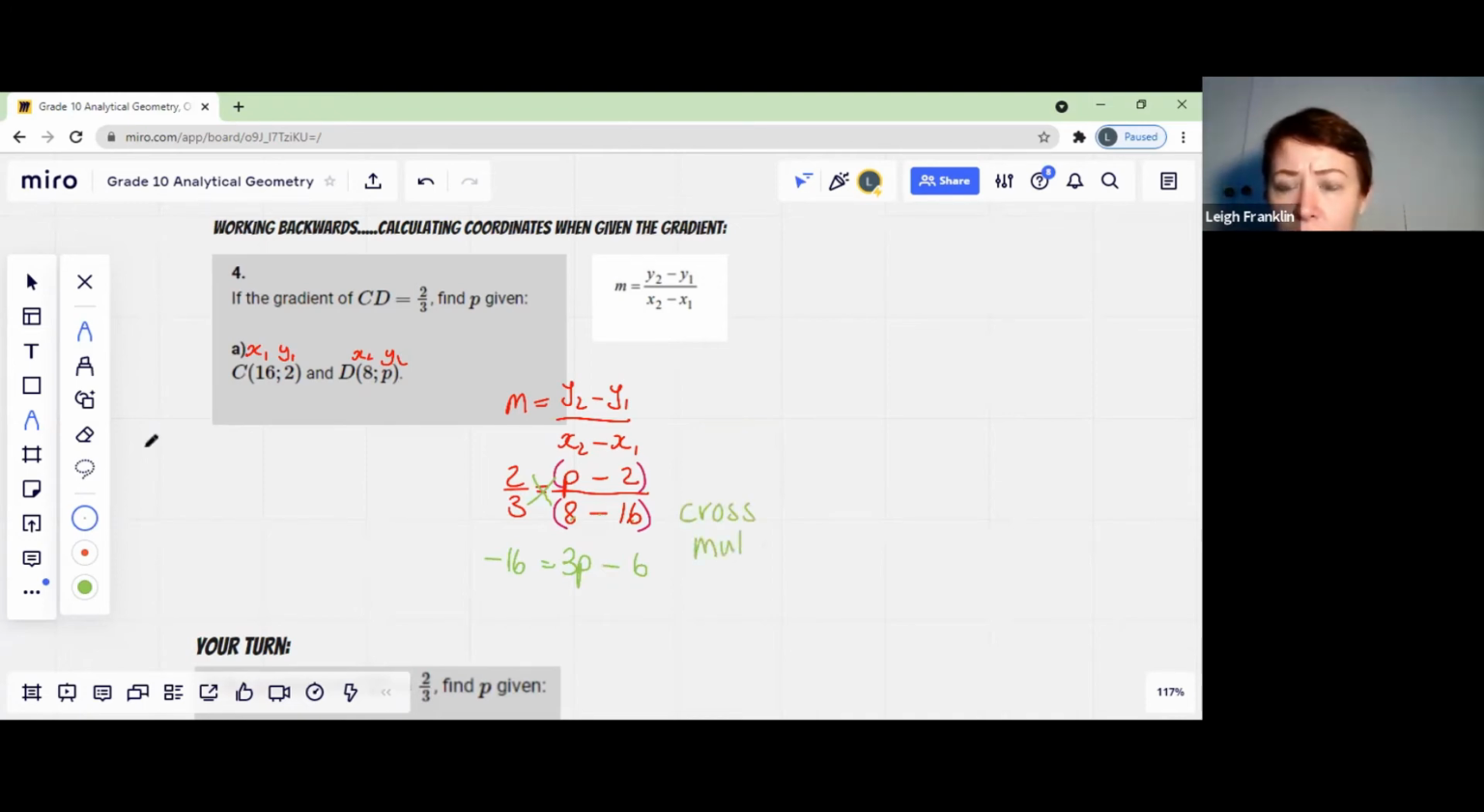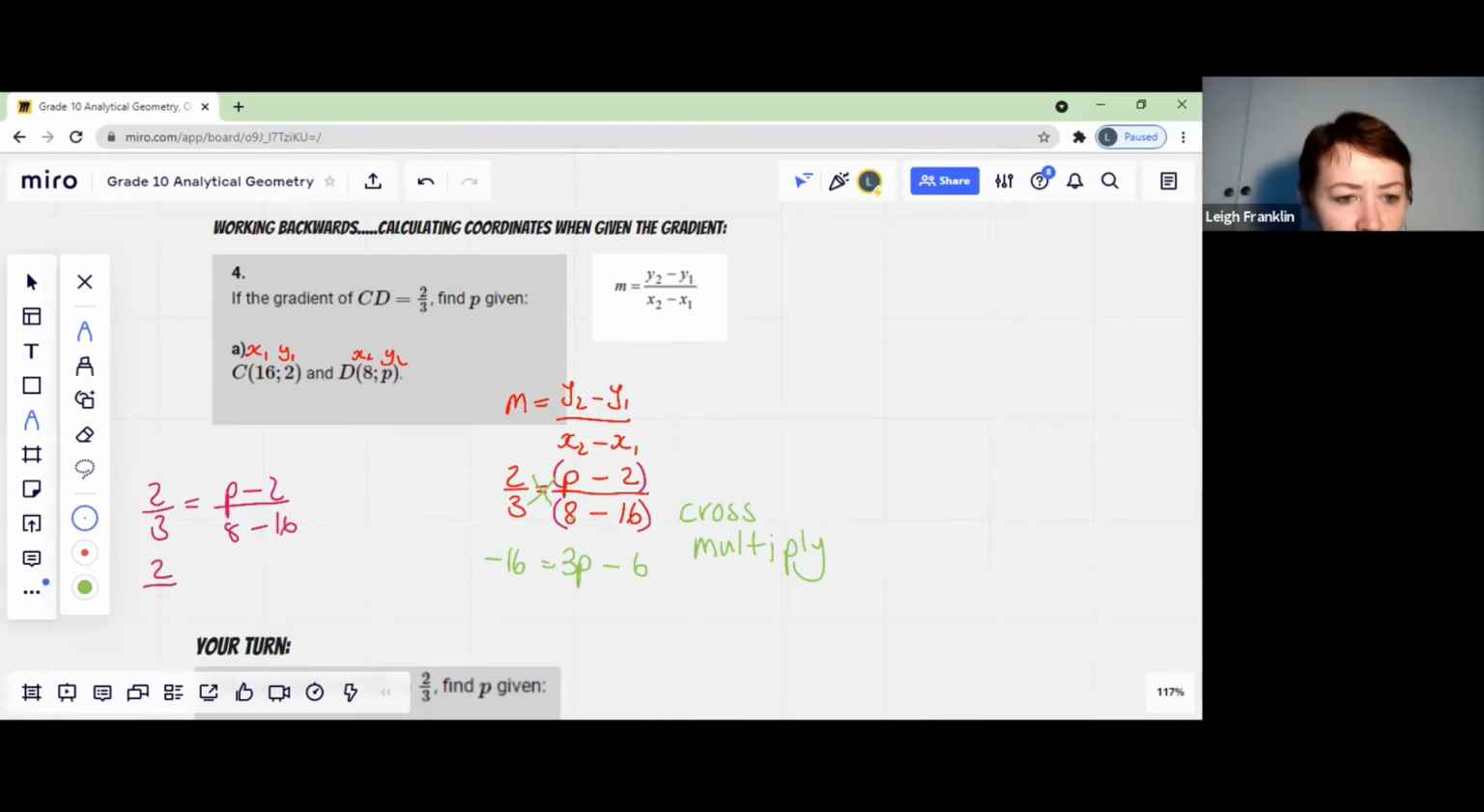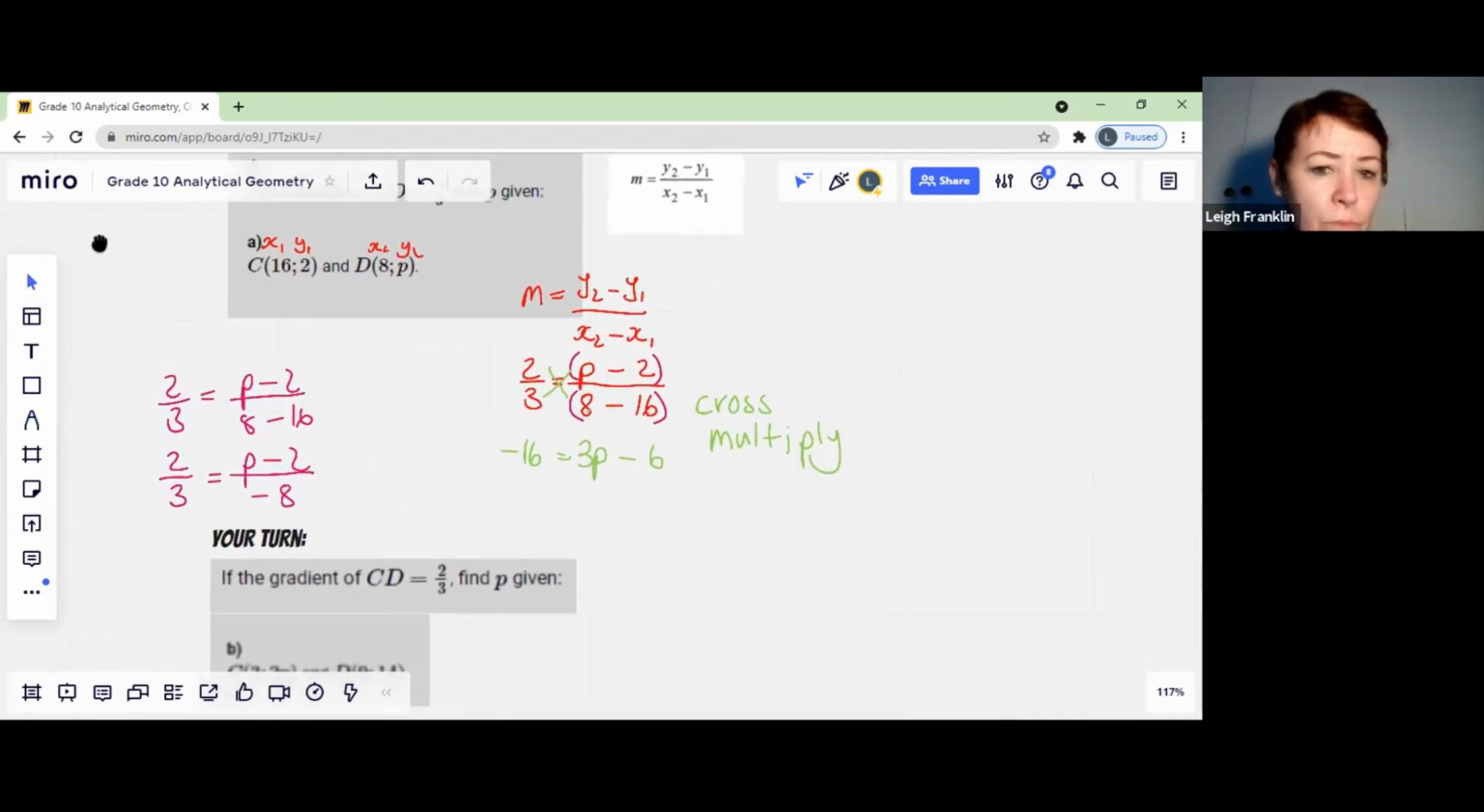No, ma'am. It doesn't. Okay, I can do it again. Just quickly here on the side. Okay, so I've got 2 over 3 equals P minus 2 over 8 minus 16. So, Katlego, I've left the 2 over 3 as 2 over 3. I can't do anything to P minus 2 because they're not like terms. And I'm saying 8 minus 16, which leaves me with negative 8. Does that make sense? Yes, ma'am. Happy with it?